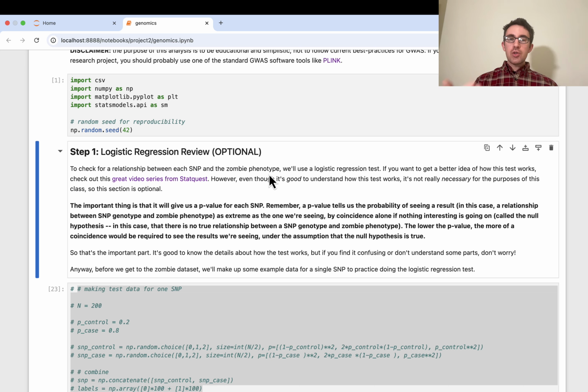But if you want some extra information, in this video I'm going to tell you some extra information about how logistic regression works and basically how we get this p-value for each SNP using logistic regression.